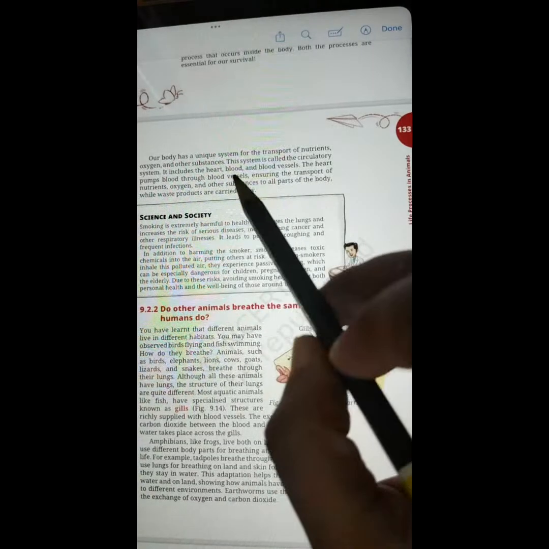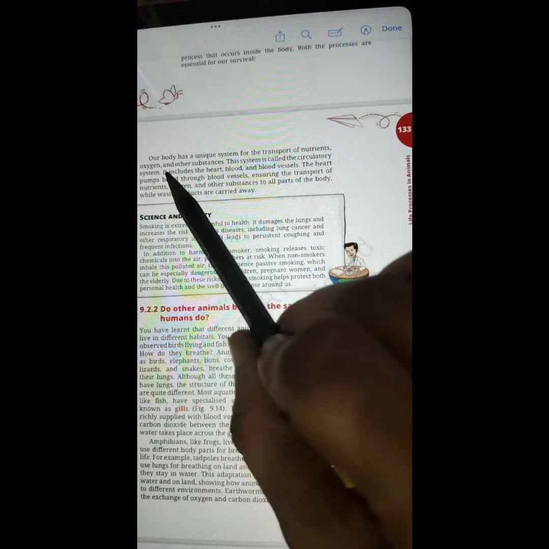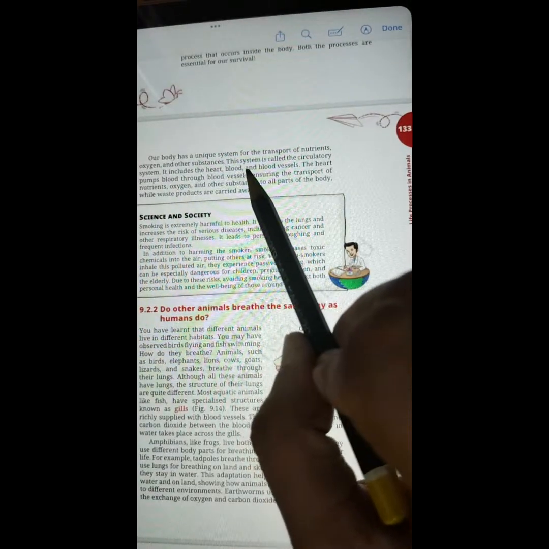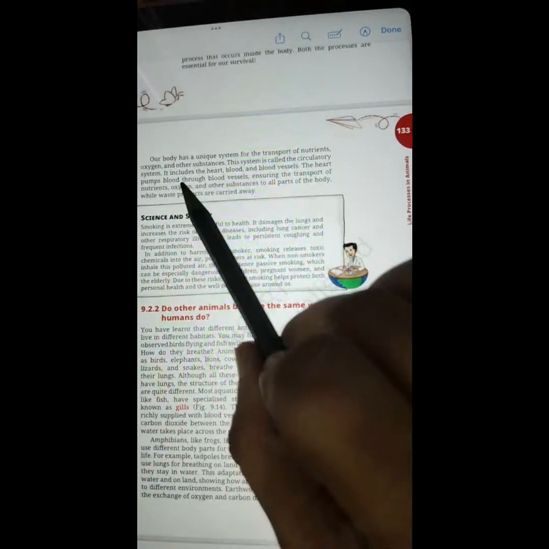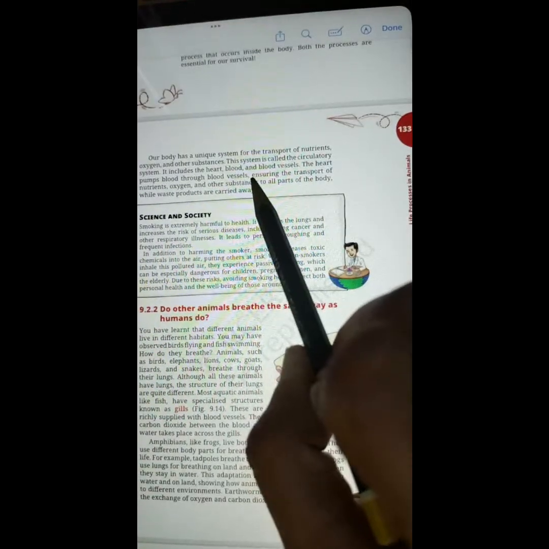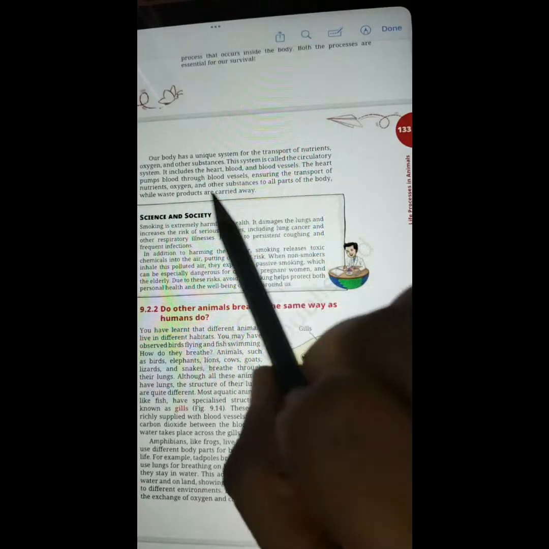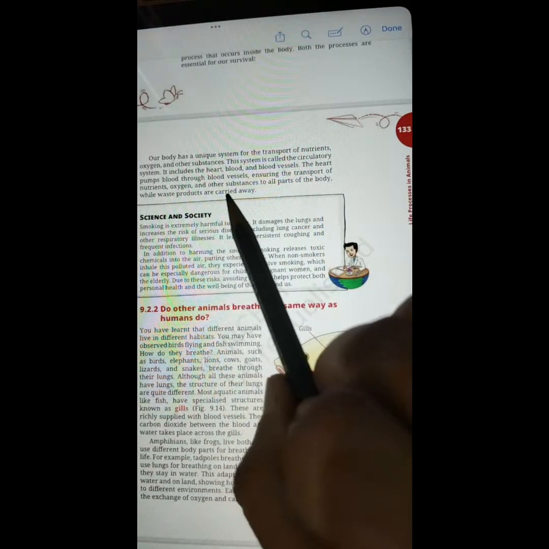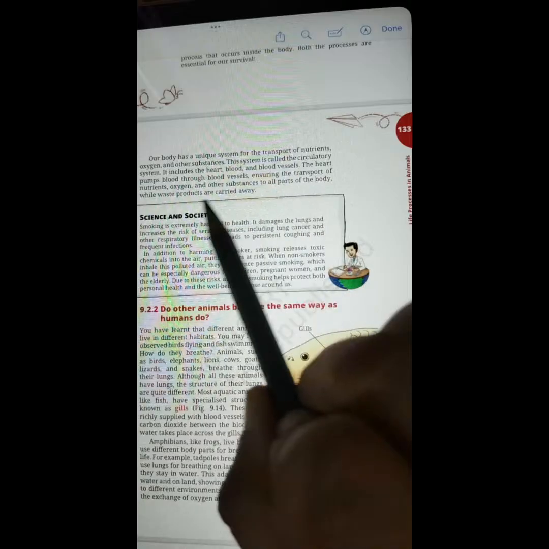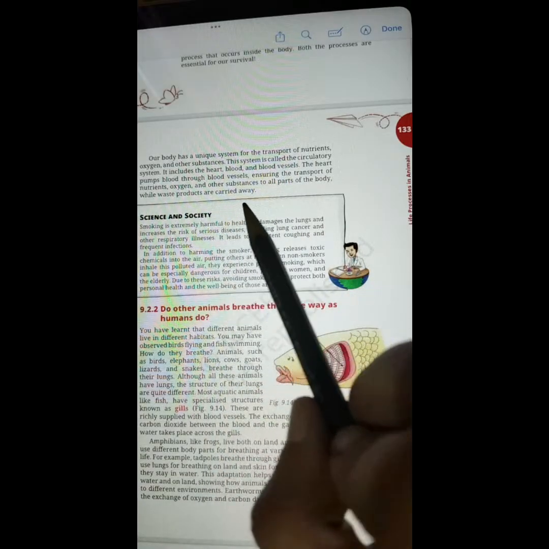Our body has a unique system for the transport of nutrients, oxygen, and other substances. This system is called the circulatory system. It includes the heart, blood, and blood vessels. The heart pumps blood through blood vessels, ensuring the transport of nutrients, oxygen, and other substances to all the parts of the body, while waste products are carried away.